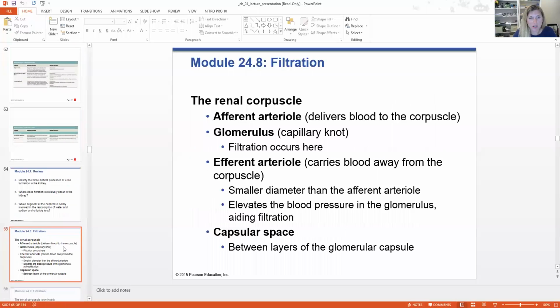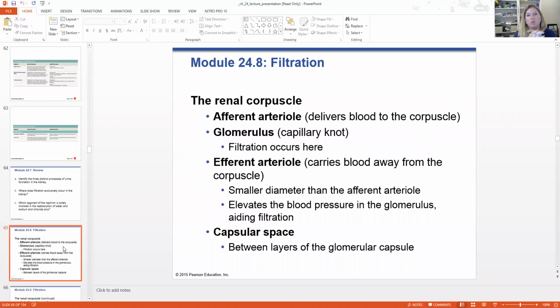We're going to continue on with our discussion of renal physiology. Let me switch here to screen share mode. That's where we left off. Let's talk about what happens in the renal corpuscle, the actual sequence of events here.